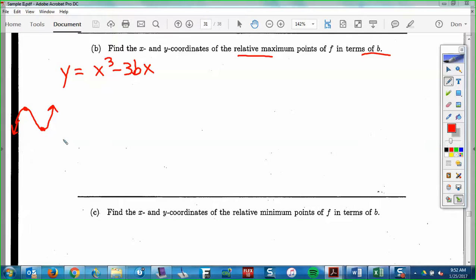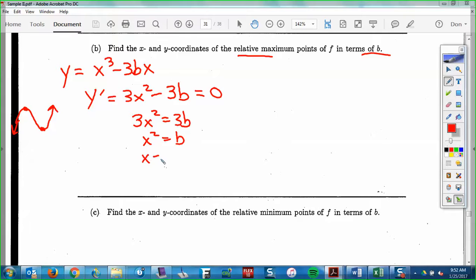So what I would do is look for where the derivative is 0. So we have y prime equals 3x squared minus 3b, right? 3b is just a number in front of an x. That's the derivative. I want to set that equal to 0, so I'm going to solve that. I get 3x squared equals 3b, so x squared equals b, and x equals, don't forget, plus or minus square root of b. Well, that tells me I got 2 stationary points, which I knew I was going to get. I know the first one's going to be my max. They want the x and y coordinates, and I already know that my max is going to be that one.